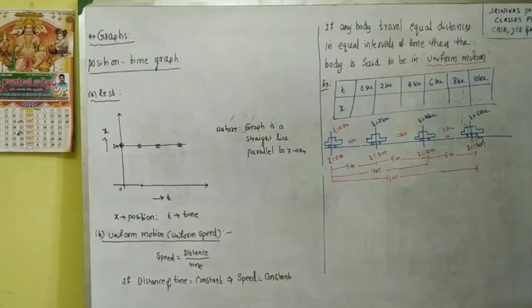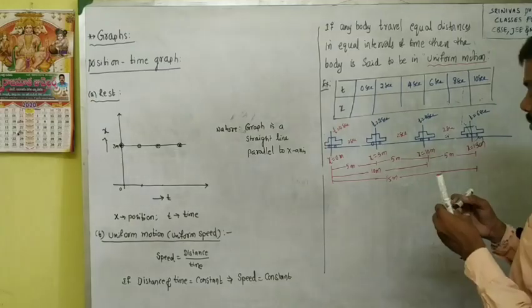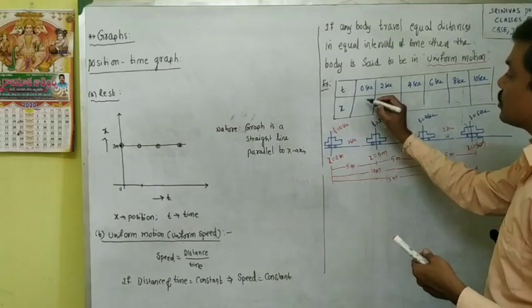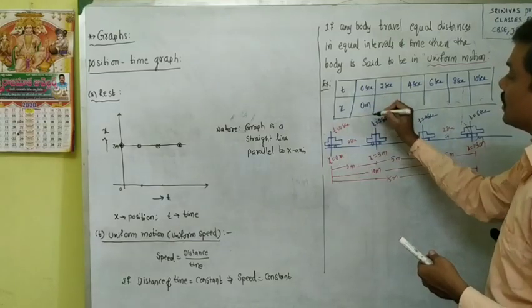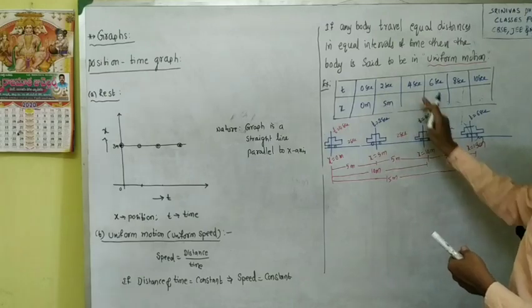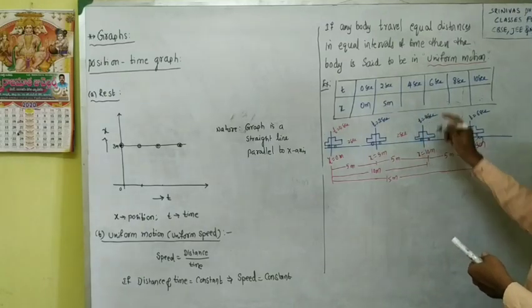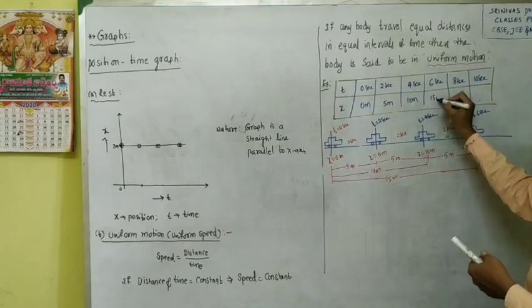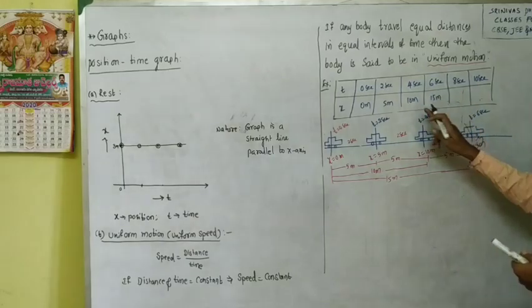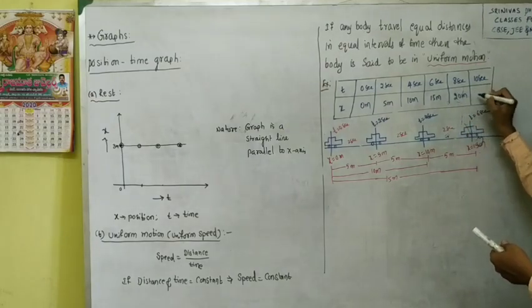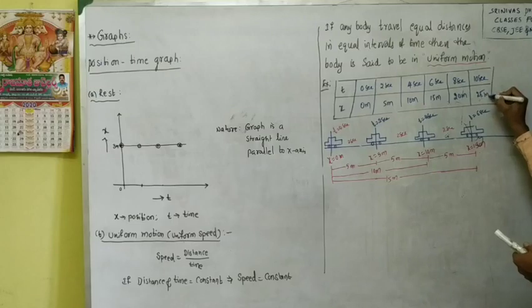And now for this, how will the graph be? What about the position values? Tell me. Starting at 0 seconds, the car is at the 0 meter position. After 2 seconds, the car is at the 5 meter position. After 4 seconds, it is at 10 meters. After 6 seconds, it is at 15 meters. For every 2 seconds, the position increases by 5 meters. Then this will be the 20 meter position, and this will be the 25 meter position.